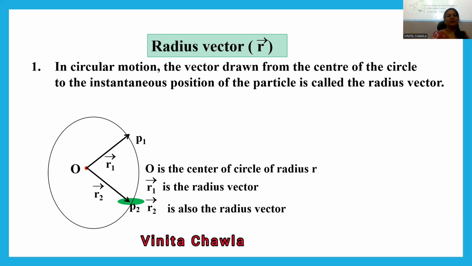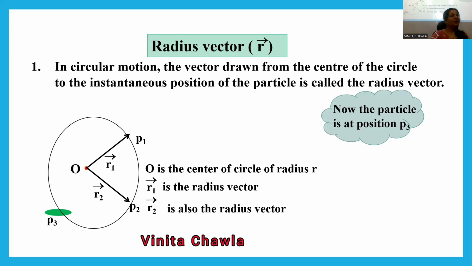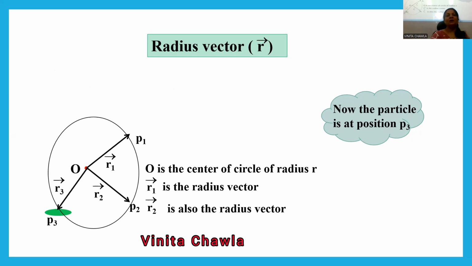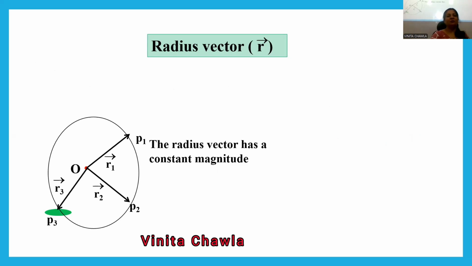So R2 is also the radius vector, and now the particle moves to another point P3 after some time, and again we can measure the distance from the center of the circle. So R3 is the radius vector this time. So all the radii that we have taken, the radius vector has the constant magnitude. R1, R2, and R3 all are equal. They are equal to R.